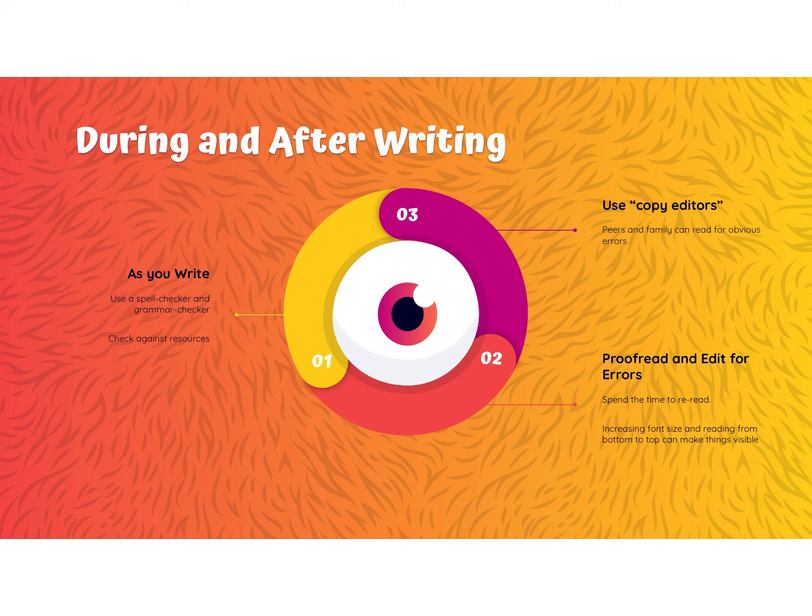And then lastly, use copy editors. Ask people around you, friends, family, whoever, to check for obvious errors. Tell them that that's exactly what they're checking for. Instead of asking them just to read in general, tell them exactly what you want them looking for, and then you'll find a lot of these.